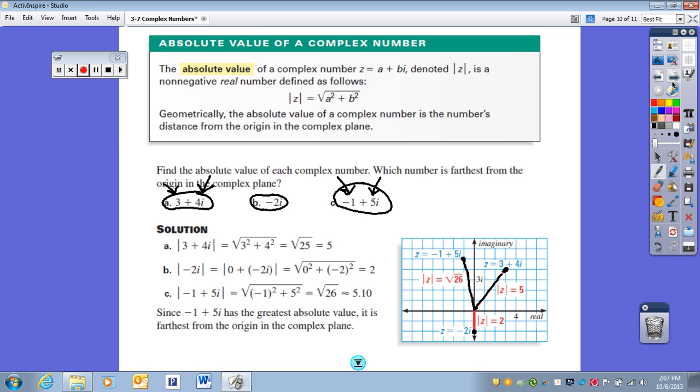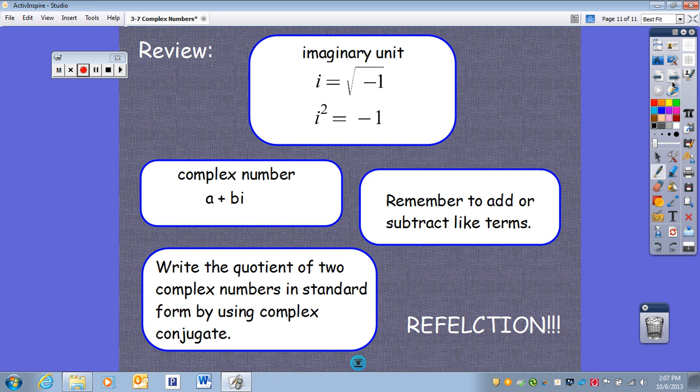So let's review complex numbers. First of all, our imaginary unit, i, is equal to the square root of negative 1, and when you square that, you get negative 1. Complex numbers are a plus bi, where a and b are real numbers. Please remember that when you are adding or subtracting, you're only adding or subtracting like terms. And another important thing to remember is when you write the quotient of two complex numbers in standard form, you want to simplify by using the complex conjugate. Please remember to complete the reflection.